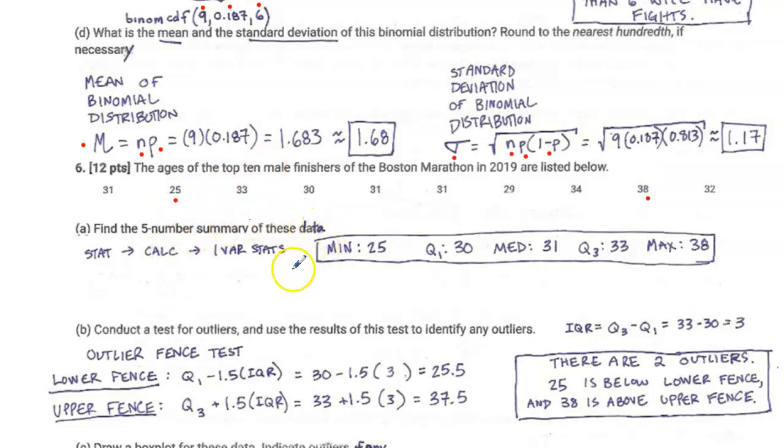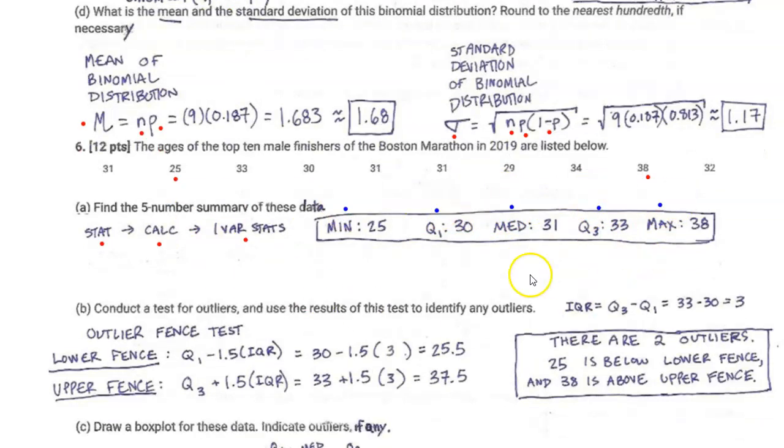You don't have to show a whole bunch of work for this. You just say, I went to stat calc, one of our stats. Hopefully first you went into stat edit and put the numbers in because otherwise the calculator doesn't know what you're talking about. Anyway, the 5-number summary is all of these numbers. We need the minimum, quartile 1, the median, quartile 3, and the maximum. Those 5 numbers describe the data.